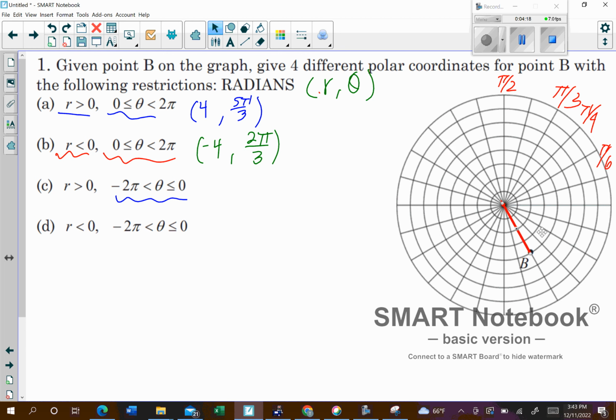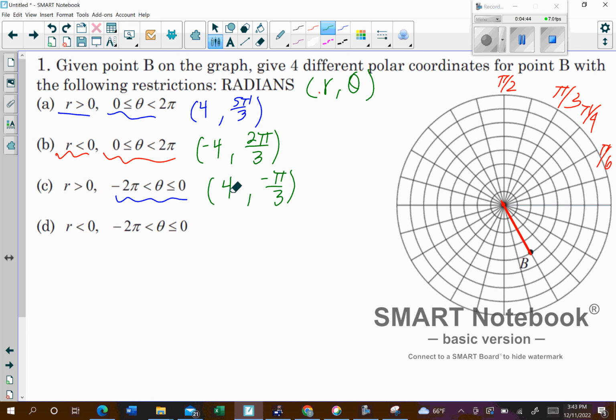So I'm going in the negative direction. So let's see, if this was 1, 2, 3, 4 clicks to get to positive pi over 3, if I go 4 clicks the opposite direction, that angle would be negative pi over 3. So that's going to be my angle, negative pi over 3. And then my radius, since I'm going from my origin directly out to it, that would be a positive 4.